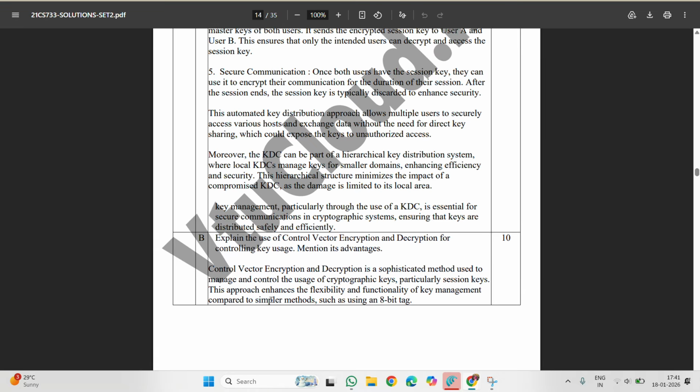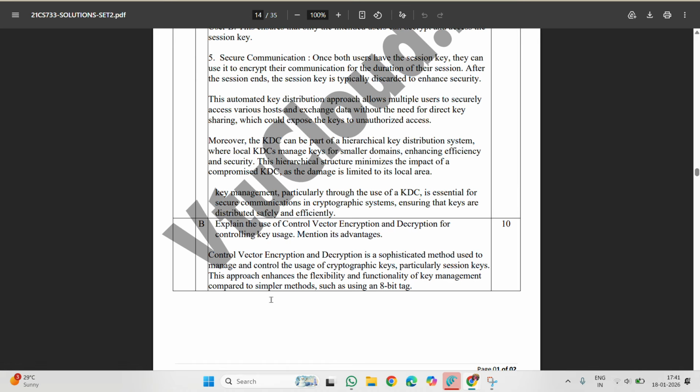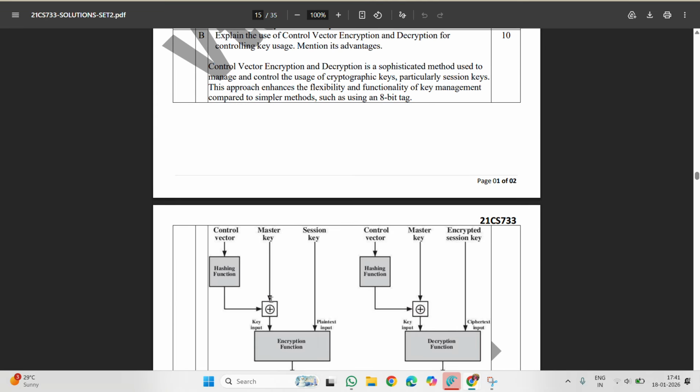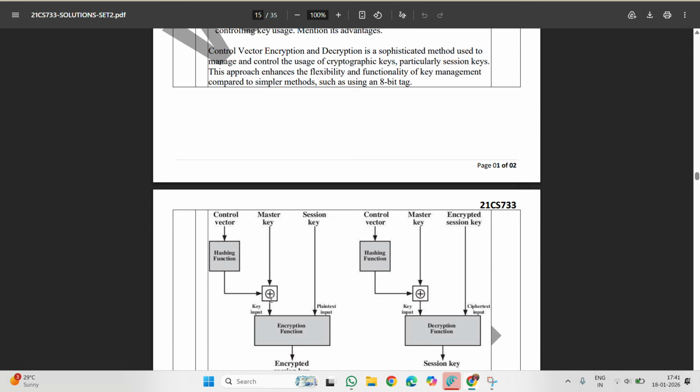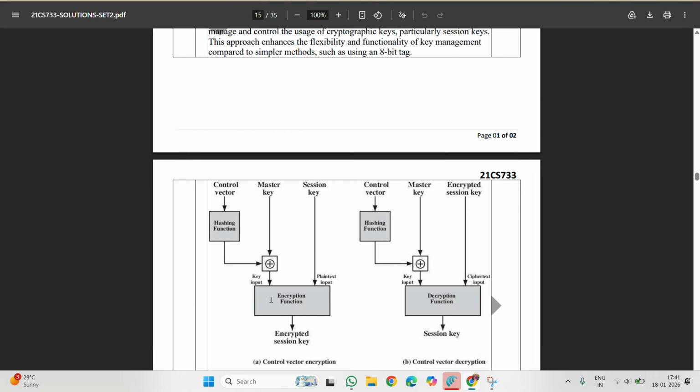Coming to the question number 5b, explain the use of control vector encryption and decryption for controlling key usage. Mention its advantages. Firstly, explain what is control vector and define control vector, and draw two diagrams for this question. Encryption of control vector through session key and decryption of the control vector through encrypted session key to find the ciphertext.